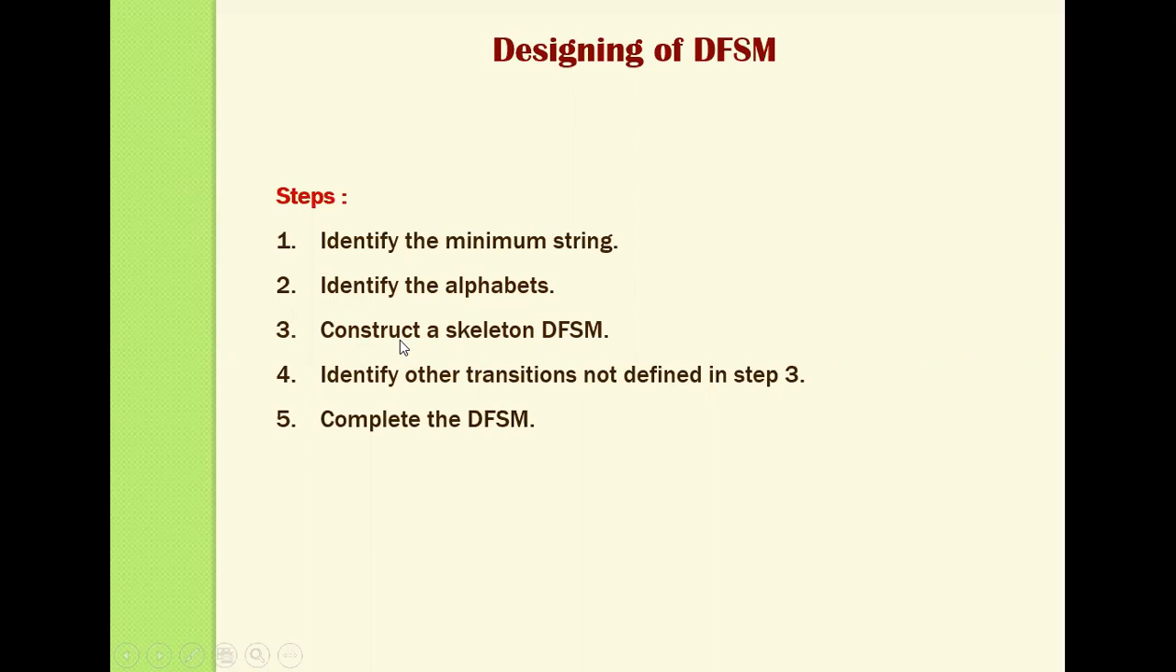The third step is you have to construct a skeleton DFSM. Skeleton DFSM in the sense, you must have identified the minimum string, and accordingly you know what the input alphabets are also. So according to that, we will be designing a DFSM pertaining to the minimum string. Now after that, in the fourth step, we need to identify the other transitions which are not defined in step 3. Once we find all other transitions, we need to complete the DFSM. So these are the steps in designing the DFSM.